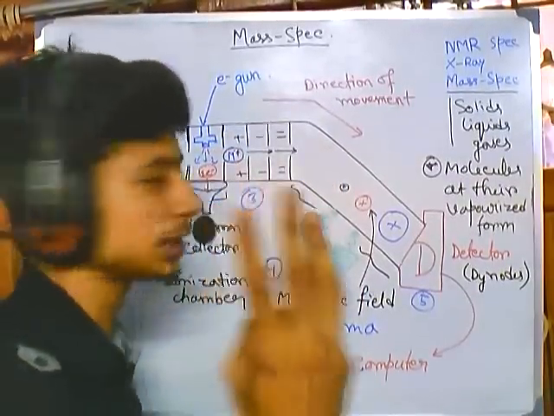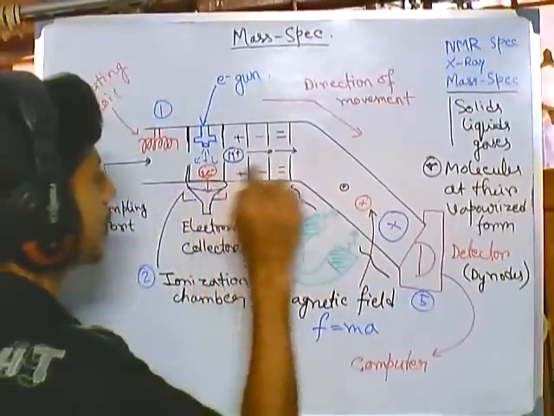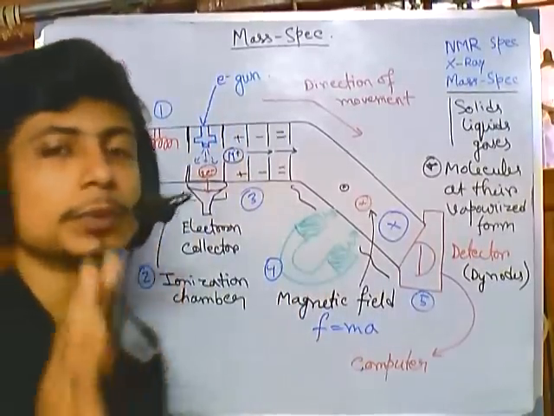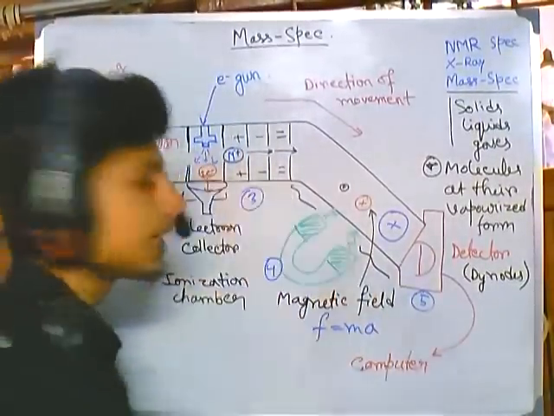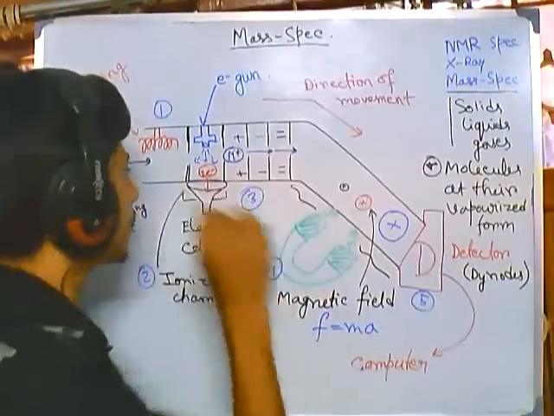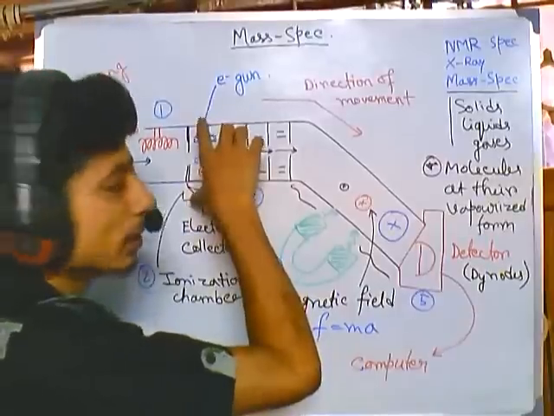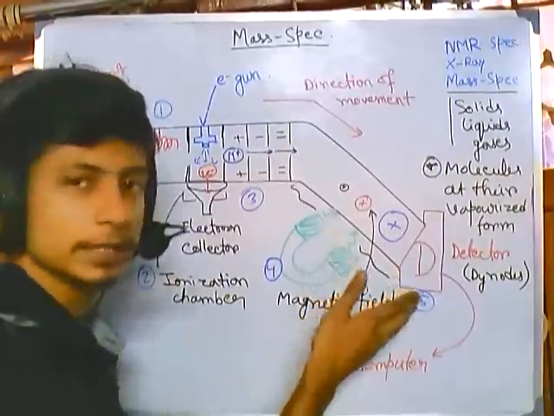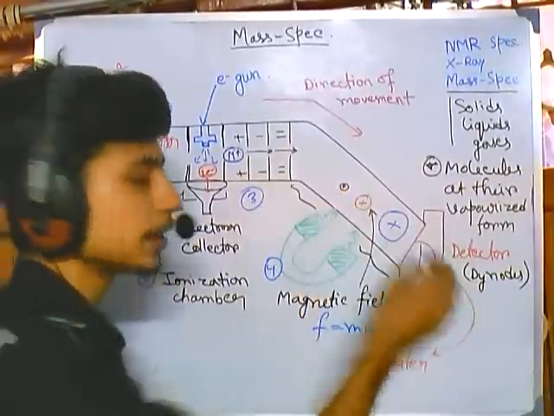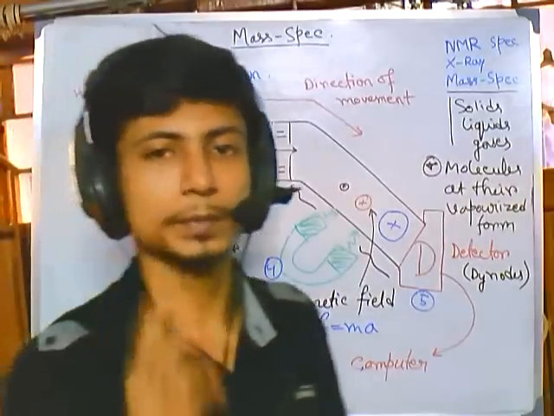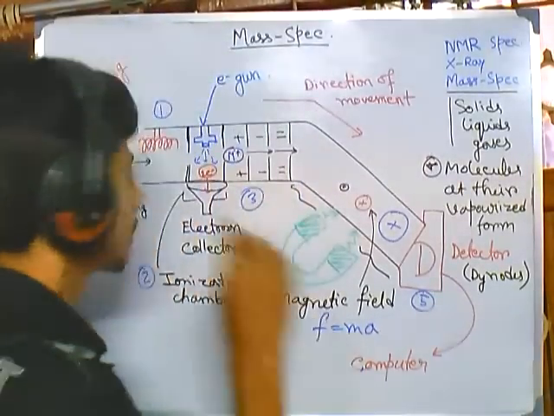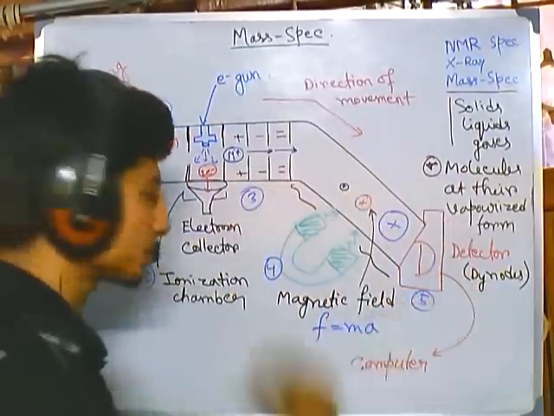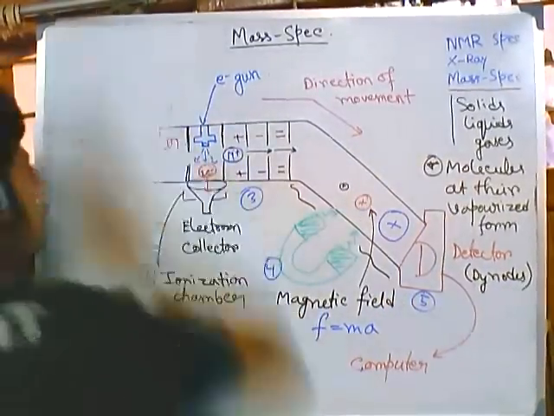So three major regions are there: one is ionization, the second is deflection, and the third is detection. If somebody asks you for the basic arrangement of a mass spec system, you can say that the ionization chamber must be there, then the analyzer part, which is the magnetic field region where the deflection occurs, and third is the detector. These three things must be known. So we'll be focusing on these three regions, ionization, deflection and detection, in detail. Okay, let's begin with that.